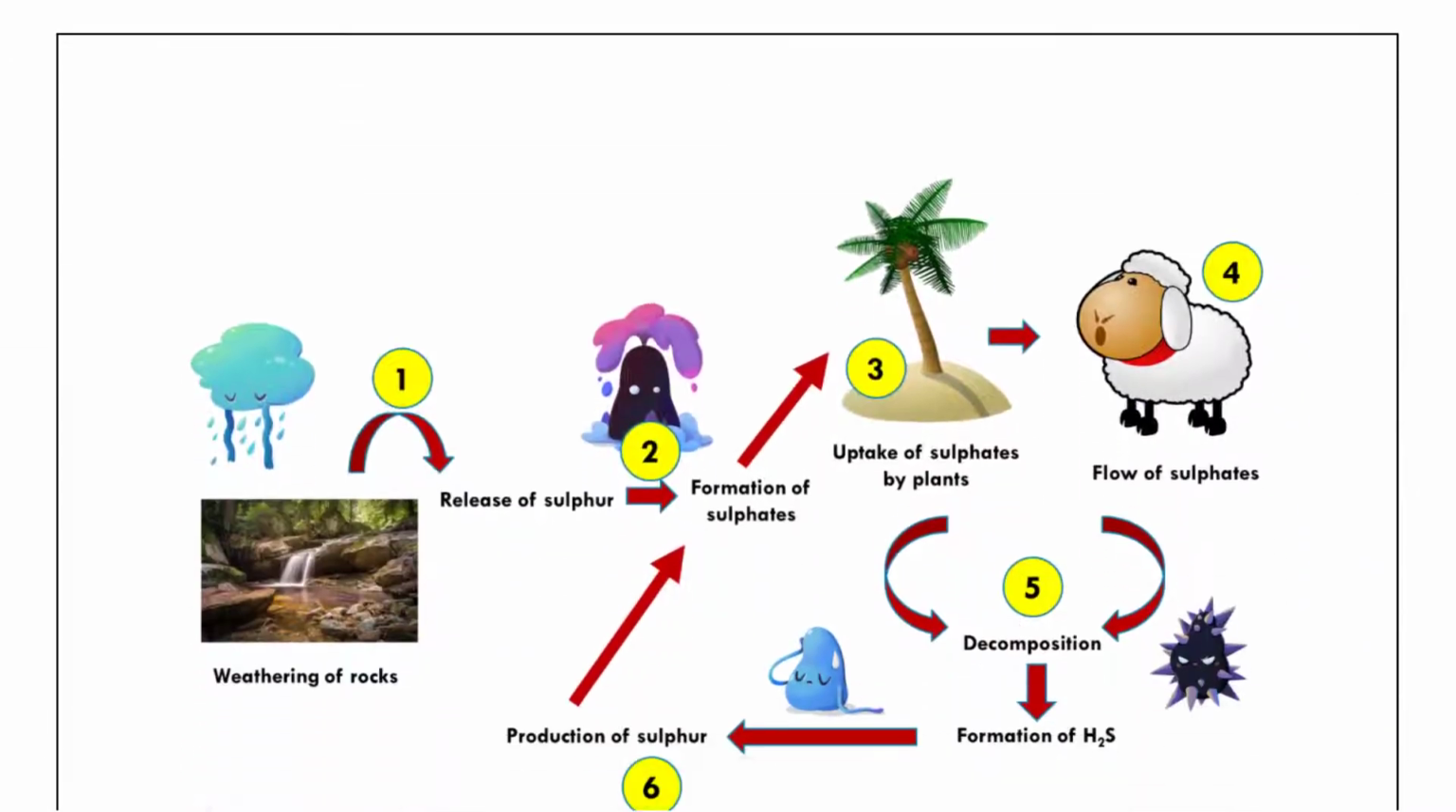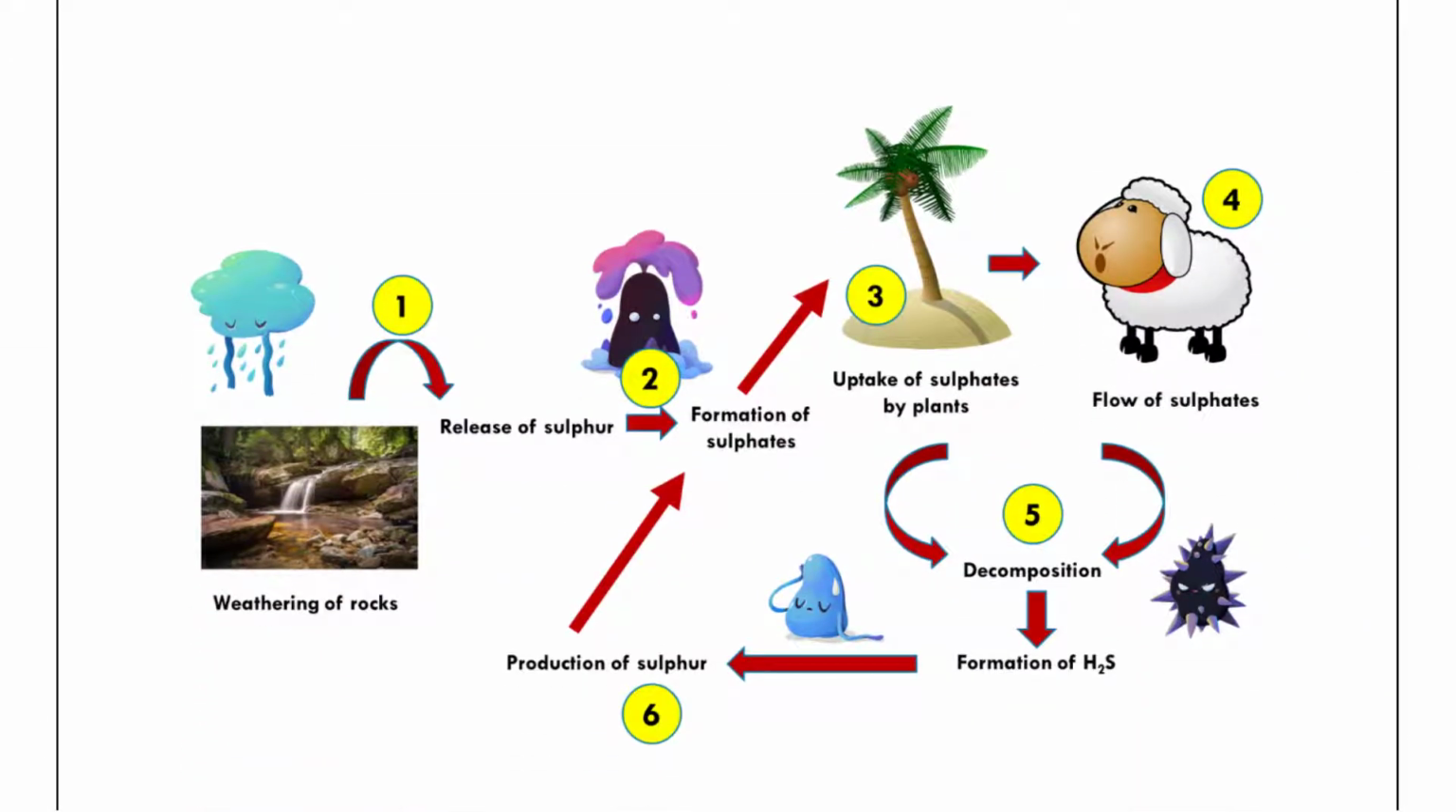In this schematic diagram you will get all the steps I have already talked about in this discussion. 1, 2, 3, 4, 5, 6 and ultimately the production of sulfur.